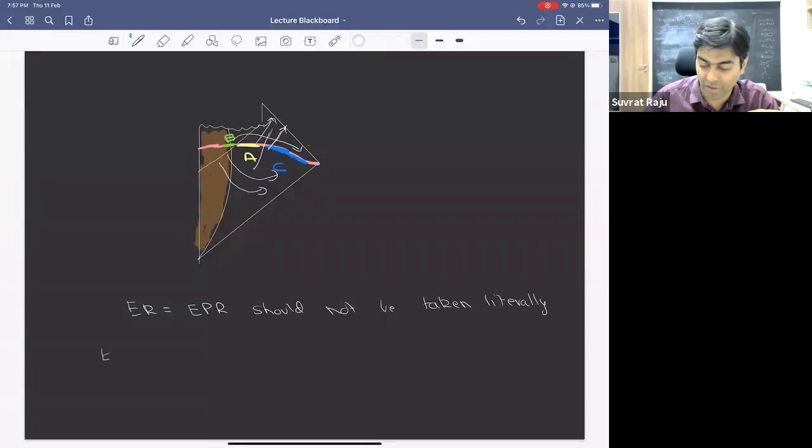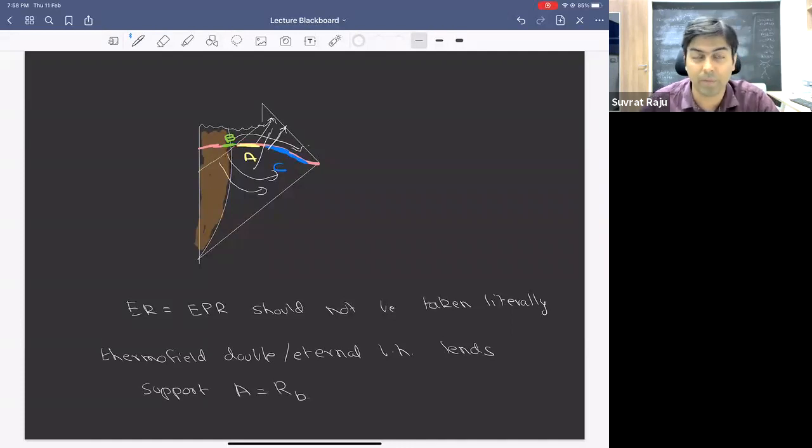It should be interpreted as a statement that the duality between the thermofield double and the eternal black hole lends support to the A equal to RB resolution. Okay? It lends support to the fact that sometimes it might happen that you might have degrees of freedom far away, and some degrees of freedom here also have a dual description in terms of degrees of freedom that are very far away. Okay. So this is the spirit of the proposal.